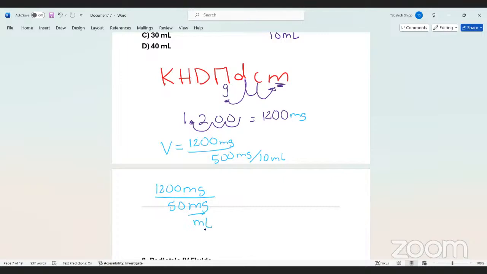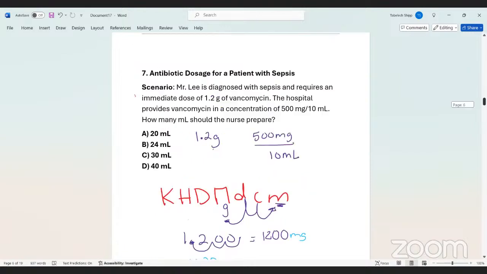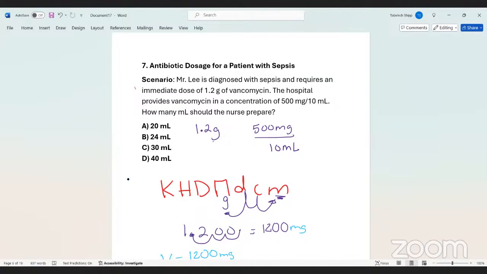Yes, thank you, Sadie. All you're doing is canceling out those milligrams. So now just plug in 1,200 divided by 50 and you get 24. You get 24 milliliters, which is letter B. As all of you were saying B, yep, that is the correct answer.